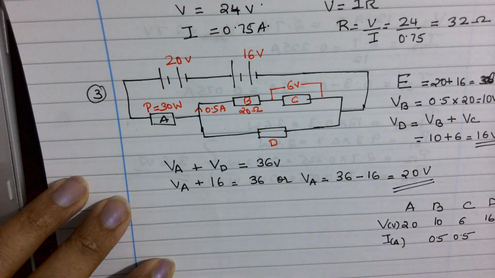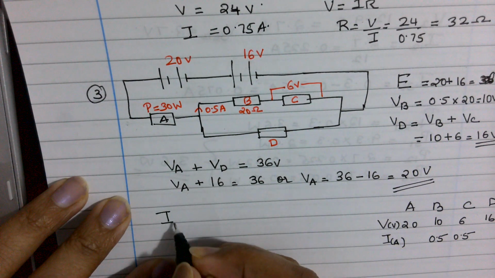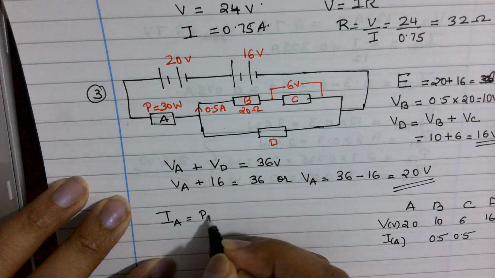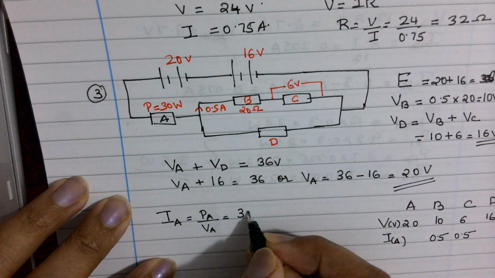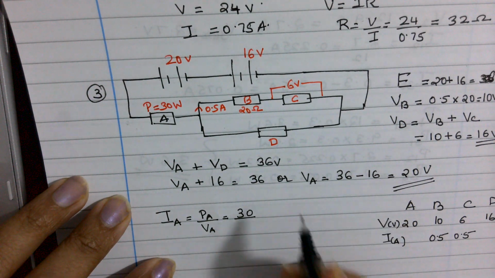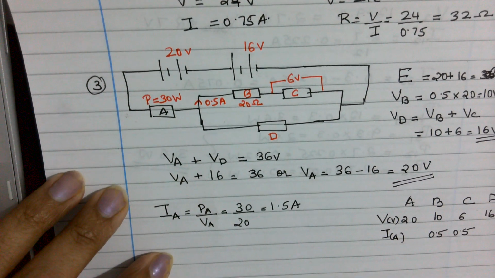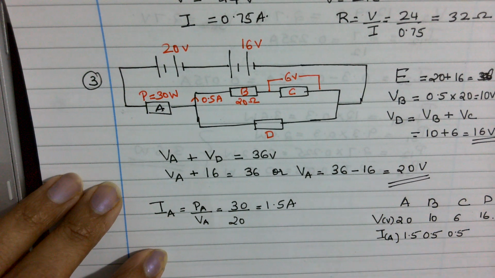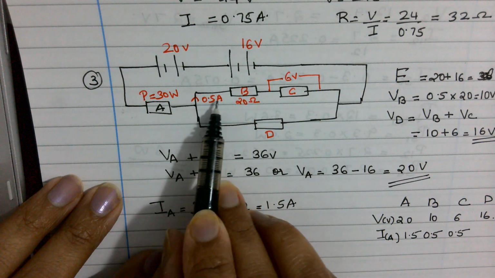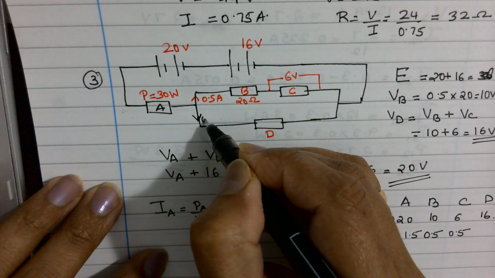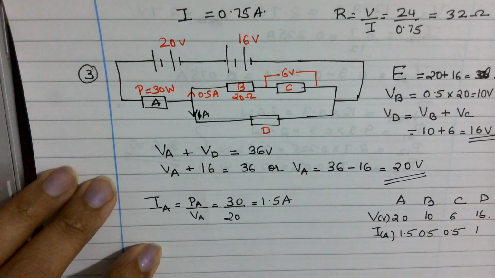Then for A, we know the power, we know the voltage. So the current across A should be the power across A divided by the voltage across it. So that is 30 divided by the voltage across A, which is 20. So the current is 1.5 amps. So this 1.5 amps comes here and splits: if 0.5 goes up, then you should have 1 amp coming down. So the current across D is 1 amp.